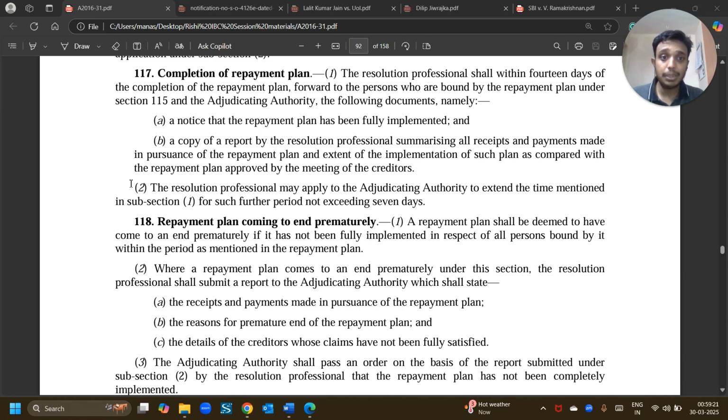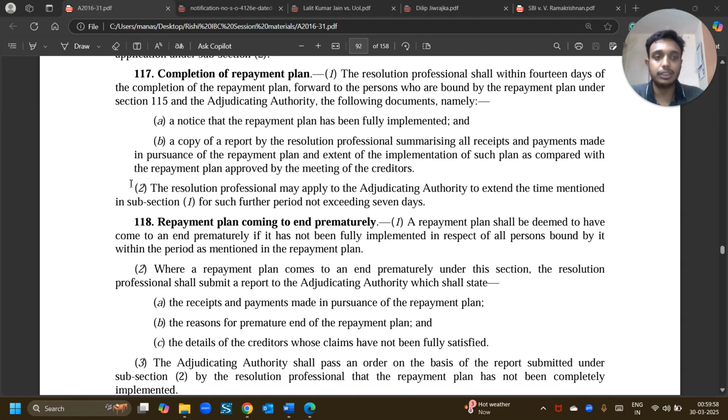Now coming to 117, which is the completion of the repayment plan. So here it says the RP shall, within 14 days of the completion of the repayment plan, forward to the persons who are bound by the repayment plan the following documents. Namely, A, a notice that the repayment plan has been fully implemented, which is completion. So where the restructuring is proposed and all those required changes have been carried out, then notice first will have to be issued, and B, a copy of the report of the RP summarizing all receipts and payments made in pursuance to the repayment plan, and the extent of the implementation of such plan as compared with the repayment plan approved by the meeting of the creditors.